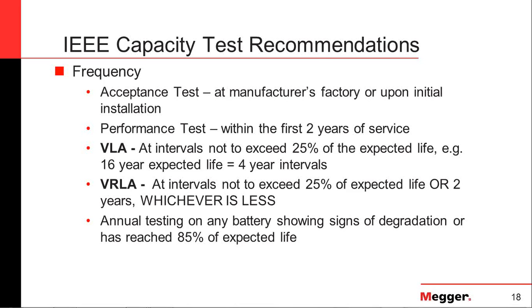Great. Okay. Now, we've pretty much covered all of this slide. However, there's one other important part at the bottom where it talks about annual testing, which is recommended. So you have your normal recommendations of 25% of life or 2 years, whichever is less, for the VRLA. But if you start seeing signs of degradation, then you will want to test on an annual basis, and the break point is right around 85% of expected life.